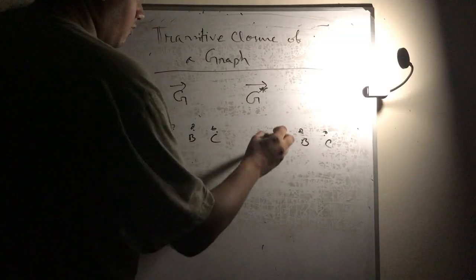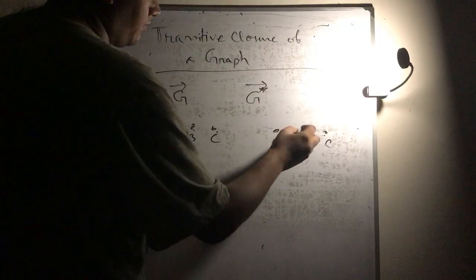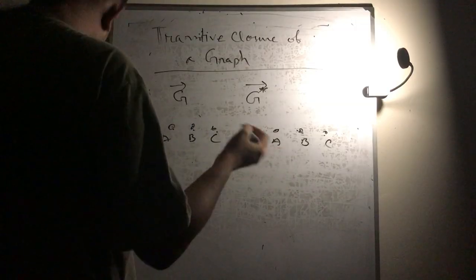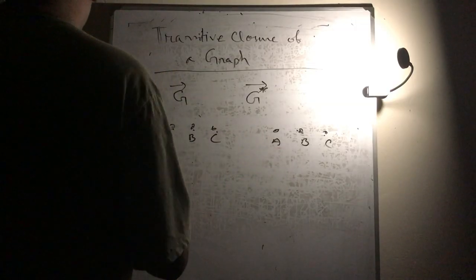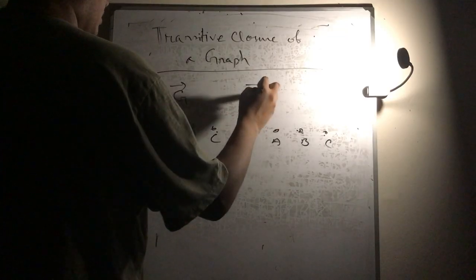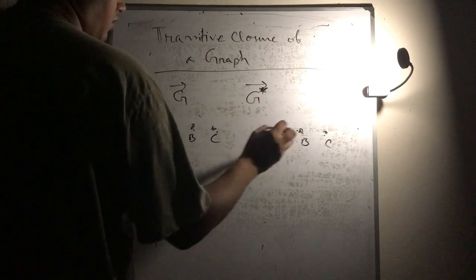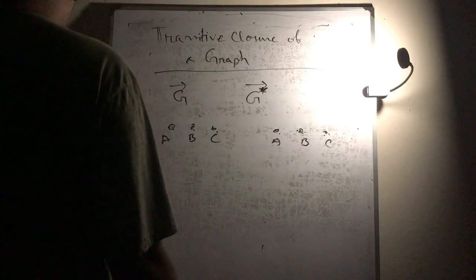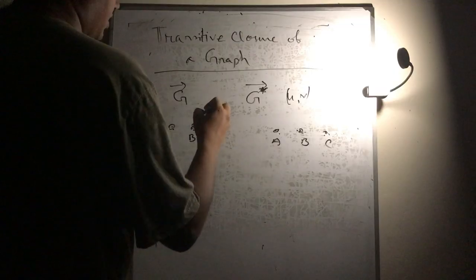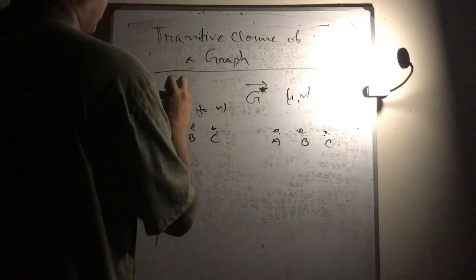From one vertex to another there is an edge in the transitive closure whenever there is a path from A to B. I am talking about the definition. The transitive closure of a directed graph G is itself a directed graph G asterisk such that the vertices of G asterisk are the same as the vertices of G, and G asterisk has an edge U to V whenever there is a directed path from U to V in the original given graph G.